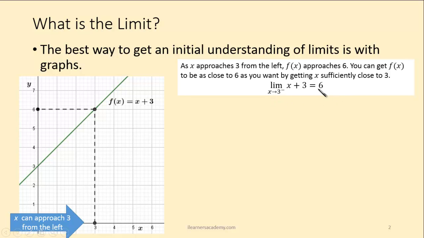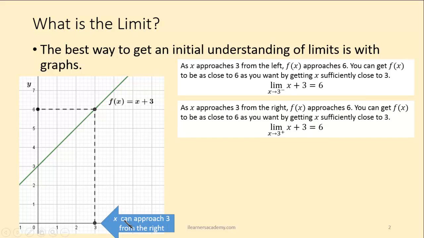And look at the notation here. It says that the limit of this function x plus 3 as x approaches 3 from the left, very important, this little minus sign is saying that it's approaching 3 from the left. This limit is equal to 6.